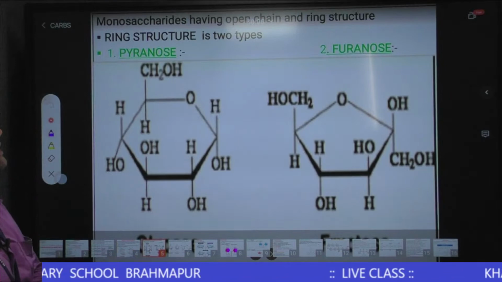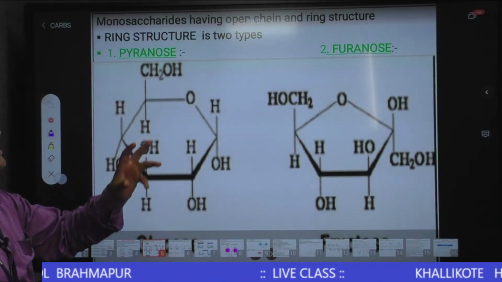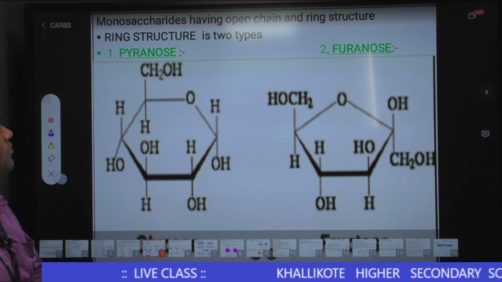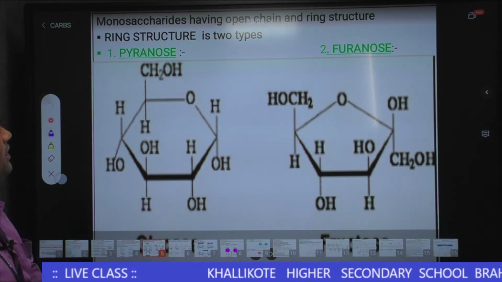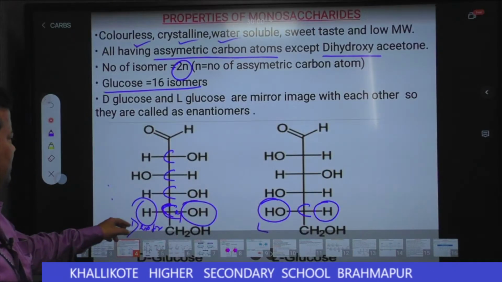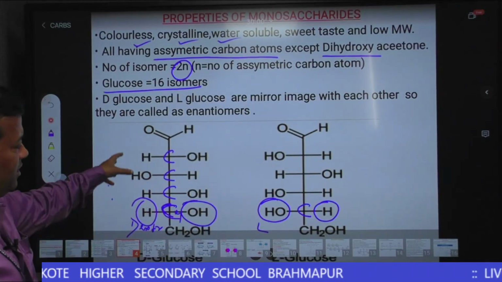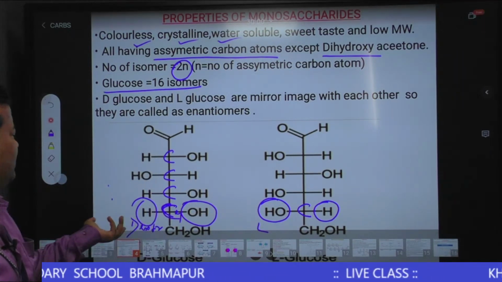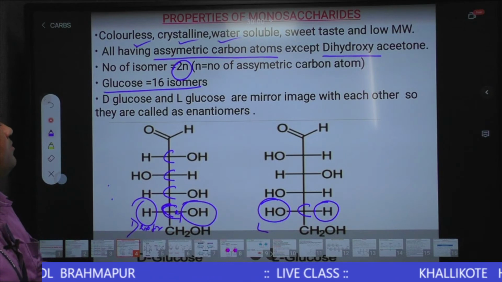monosaccharides, which have an open chain structure and a ring structure. We know it has two types of structure: one is the open chain structure, another is the ring structure. We have studied the open chain structure. This is the open chain structure of glucose. One is the L isomer form, another is the D isomer form of glucose.